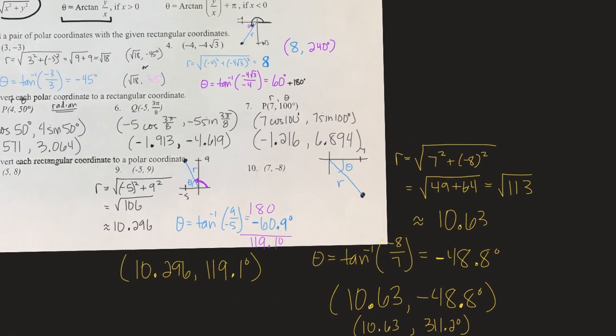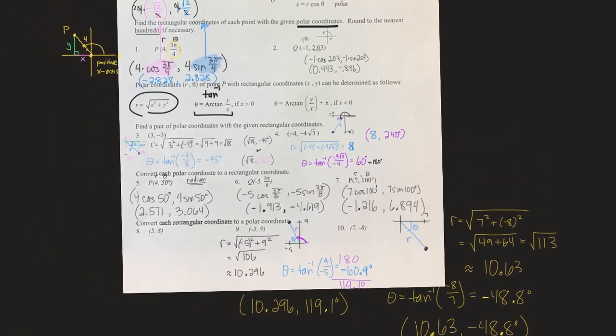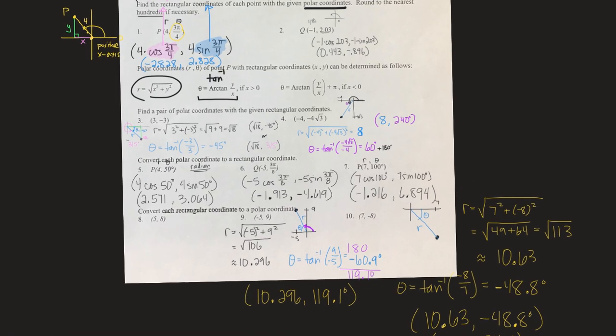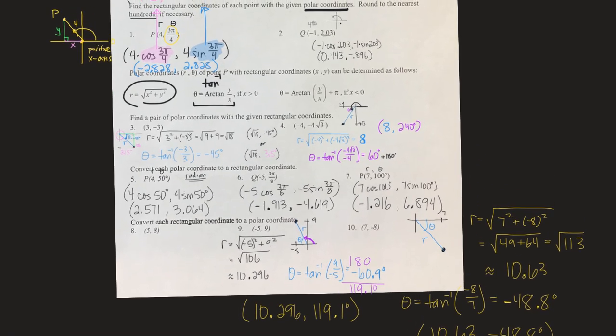Okay, so be aware of your quadrant, because in each quadrant your angles have different adjustments, and you won't get the right answer if you do it with a different quadrant. So just be aware of that when you're finding these angles, when you're converting from rectangular to polar.